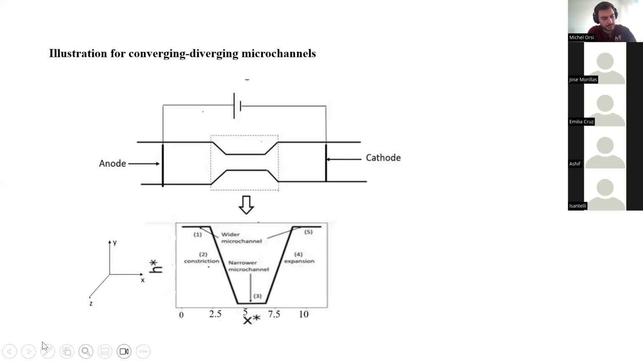So this is the illustration for converging diverging microchannels. This is the anode and cathode, and this is divided into 5 parts. This is the wide microchannel. Then this is a constriction. This is a narrow microchannel. This is an expansion, and this is again the wide microchannel.